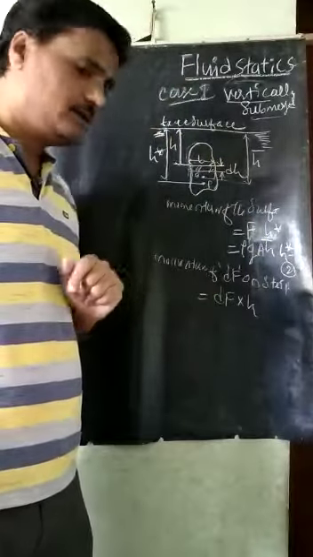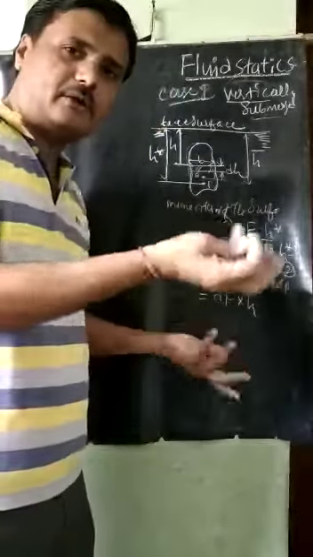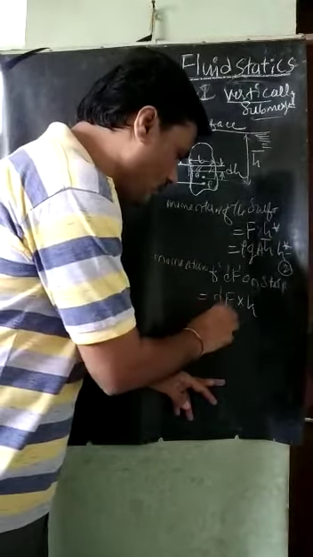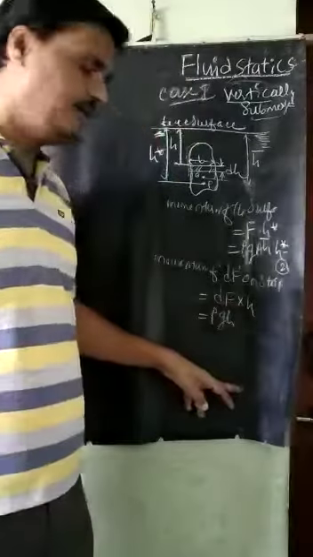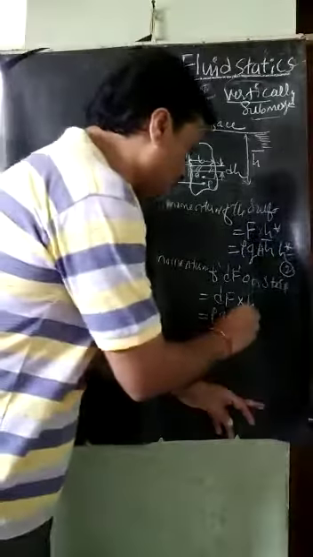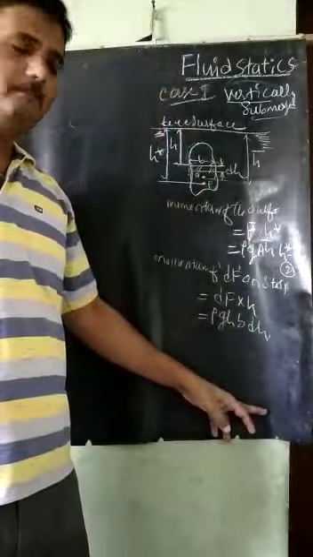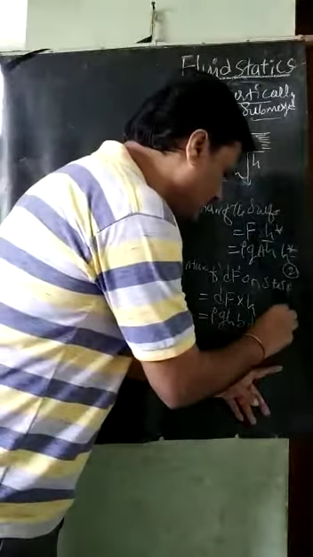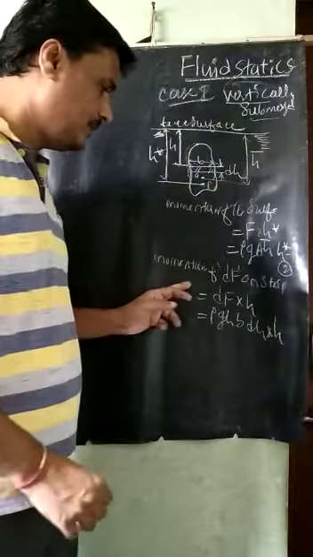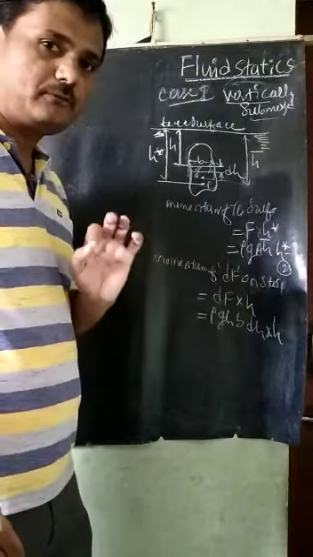So we know the equation for this dF. What is the equation for dF? As we have already derived, it is nothing but rho g into h, P, the pressure, into that small area. The small area is b into dh, into this h here. This is the momentum of the small strip by the small force dF.